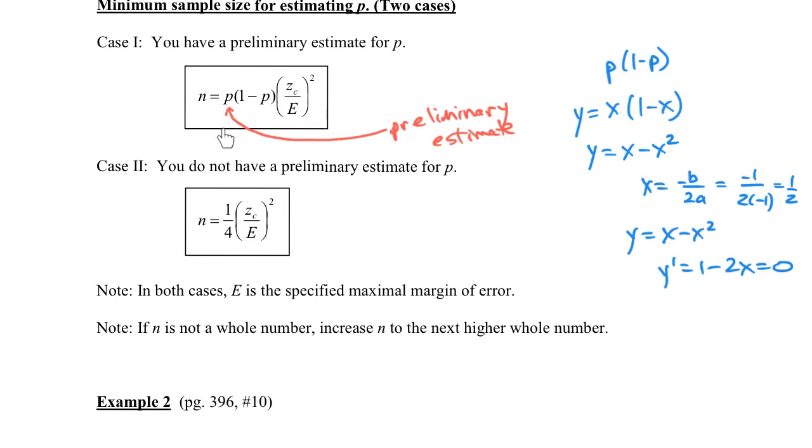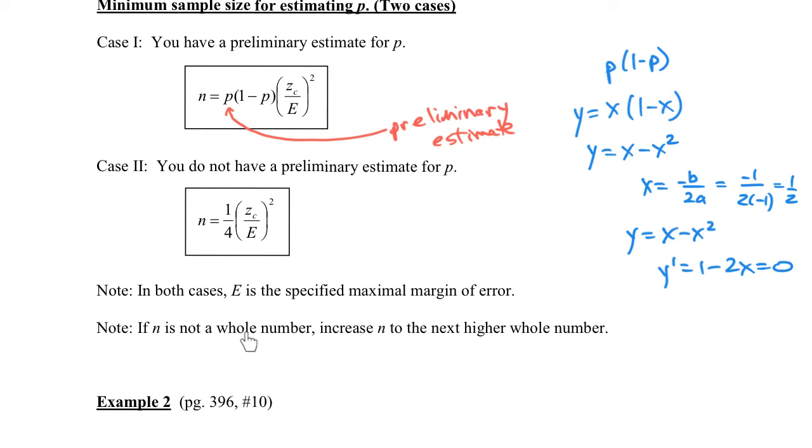And so if you don't have any preliminary estimate, you have to assume the worst case scenario, right? So you put 1/4 here. So that's where it comes from. In both cases, E will be a specified maximum margin of error. Just like in 7.1, on the Chapter 7 handout, we had minimum sample size for estimating mu. Now we're estimating p. And in both cases, they'll give us a maximum margin of error.